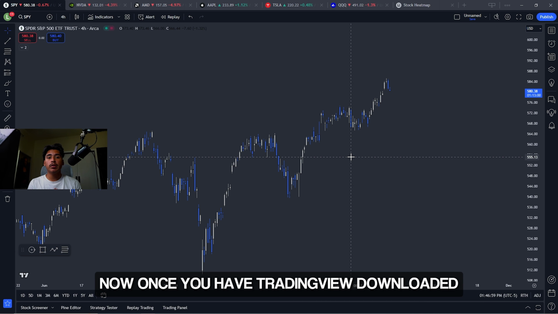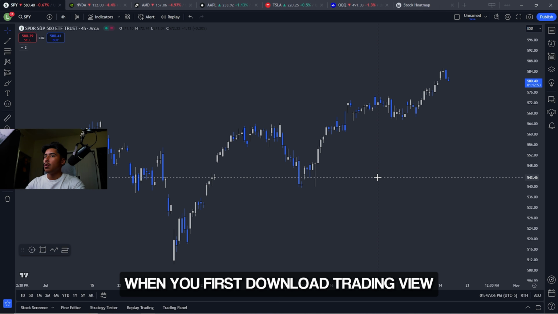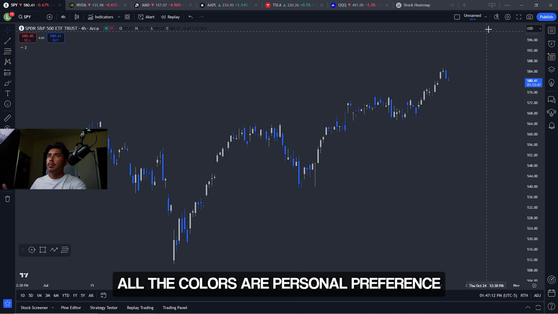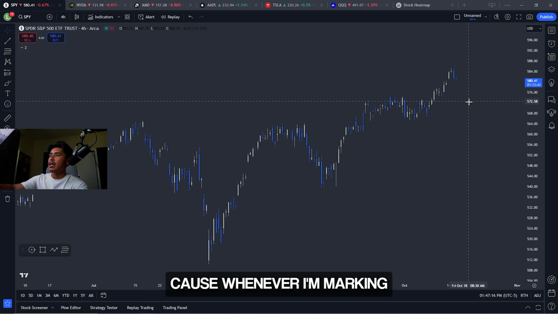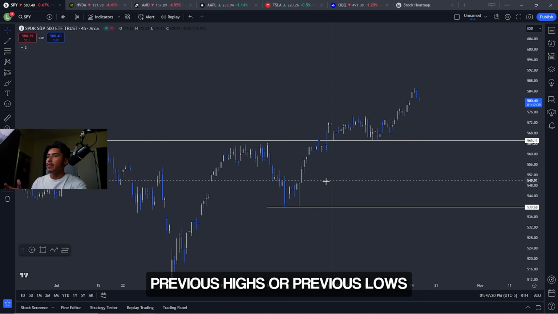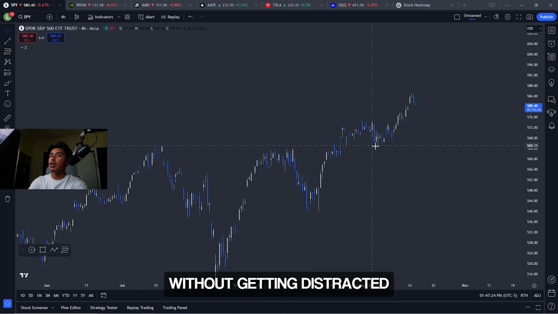Now, once you have TradingView downloaded, all you have to do now is set it up, which isn't too hard. When you first download TradingView, it's gonna be green and red candles. All the colors are personal preference. I have a solid background. I don't like having the lines in the back because whenever I'm marking levels and whatnot, previous highs or previous lows, I want to be able to see those lines clearly without getting distracted.